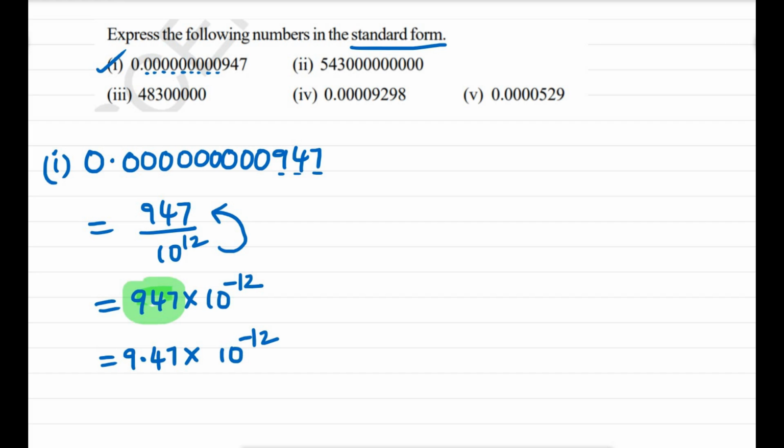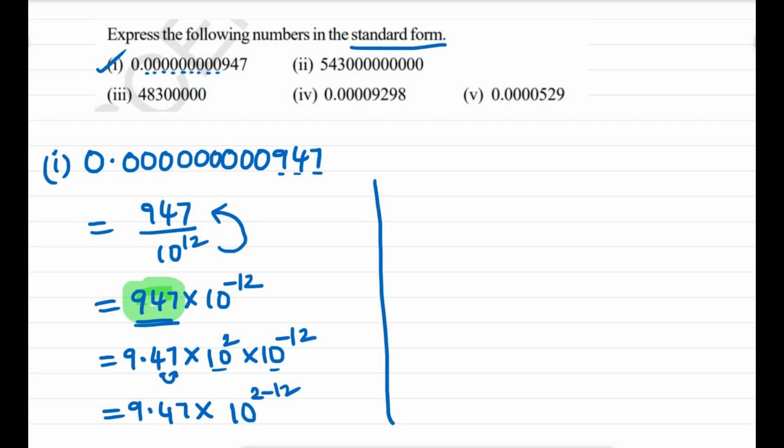Since we have converted into a decimal number, the number of decimal places are to be added. So we have to multiply with 100, that is 10 power 2. Already 10 power minus 12 exists. So 9.47 into 10 to the power of, bases are equal, add the powers, 2 minus 12. So 9.47 into 10 to the power of minus 10. This is the scientific form of the given problem. Understand, students?